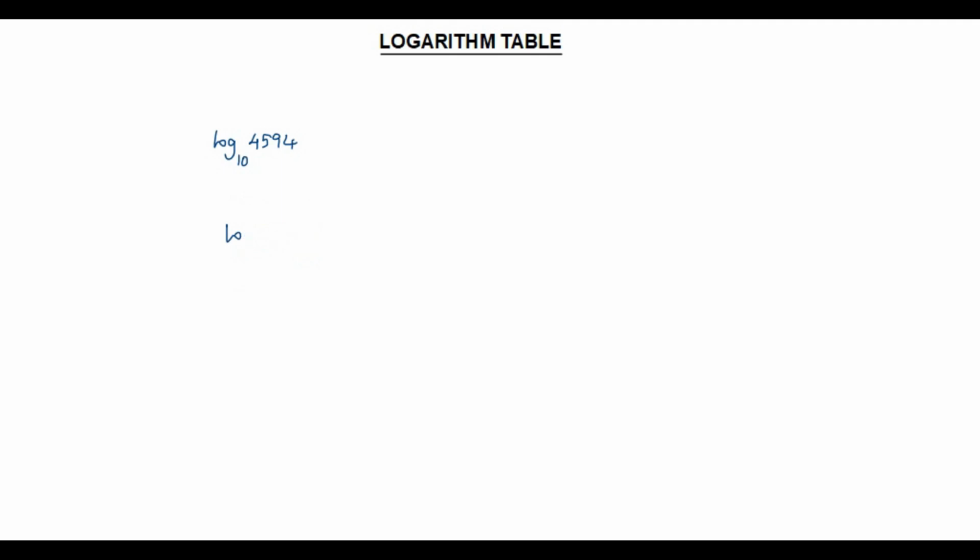Okay, so if the base is not given, we have to understand there is base 10. So in this logarithm log 4594, the base is not given, so there is a common logarithmic base 10. Because this logarithm has base 10, we can use the logarithm table to get the value for log 4594. Okay, before we go to the logarithm table, we have to see where the decimal point is in the given number 4594.